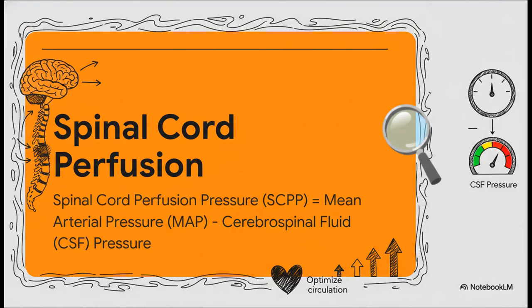Okay, the tube is in, patient is asleep. Our focus now pivots completely to protecting that spinal cord. And this formula is everything. Spinal cord perfusion pressure. It's your mean arterial pressure minus your cerebrospinal fluid pressure. Every hemodynamic decision you make from here on out is about making this equation work in your patient's favor.